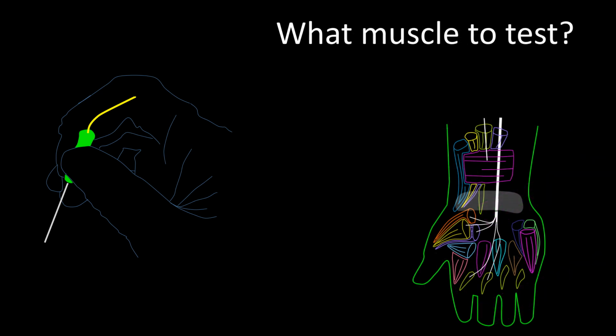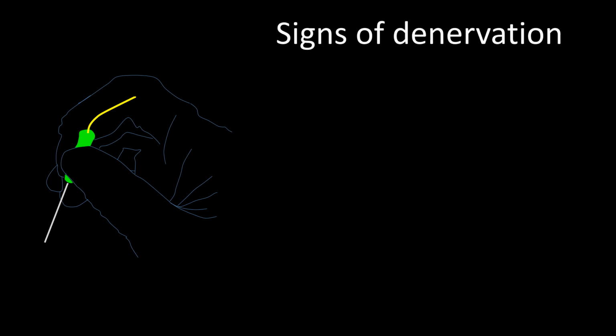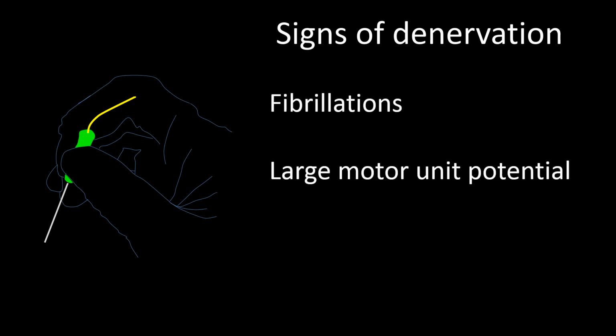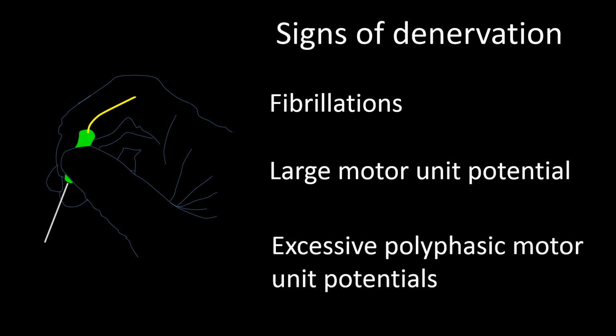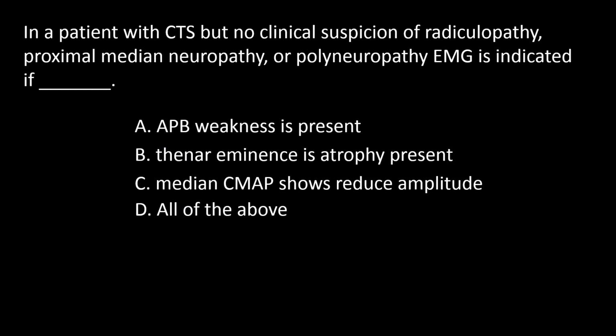The muscles to be tested are the one most affected, usually the abductor pollicis brevis or the opponens pollicis. Signs of denervation are fibrillations, large motor unit potentials, and excessive polyphasic motor unit potentials. So the answer to this question is D.